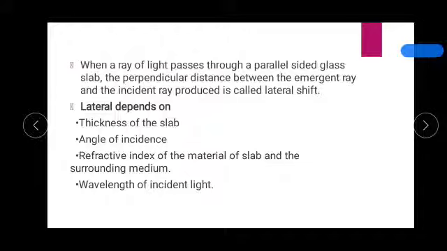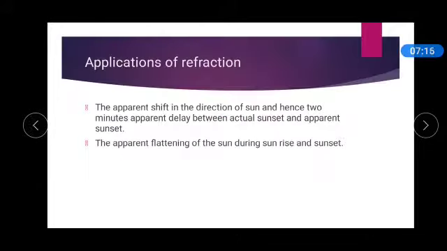Moving on to the last topic, that is applications of refraction. So we have two applications stated below. First one, the apparent shift in the direction of sun, and hence 2 minutes apparent delay between the actual sunset and apparent sunset. So here during sunrise, the light ray bends due to the thick layers of our atmosphere, and we see the sun early even though it is just below the horizon.